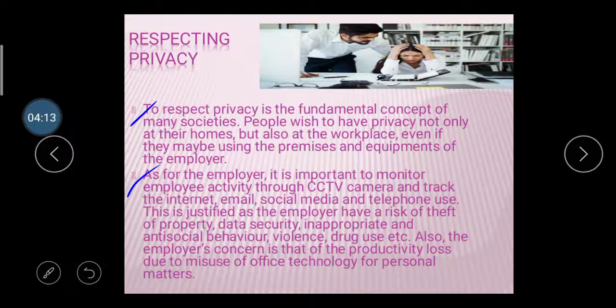Okay, so this is justified as an employer has a risk of theft of property, then data security, then inappropriate and antisocial behavior, then violence and drug use, etc. Also the employer's concern is the productivity loss due to the misuse of office technology for personal matters. Let me give you a real example from our city.